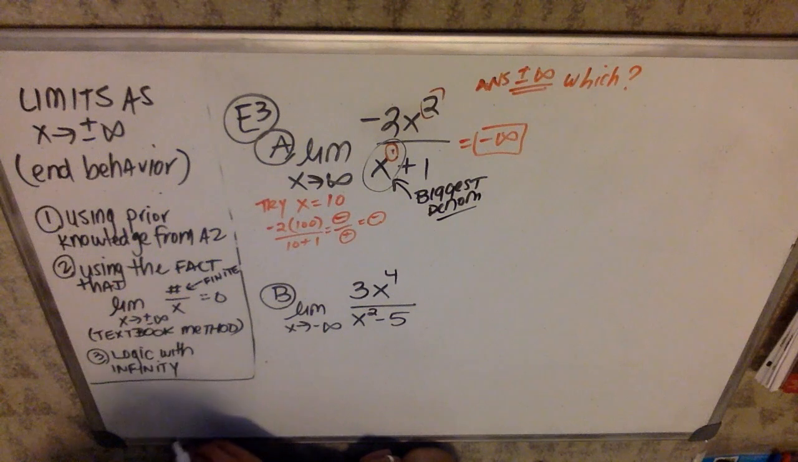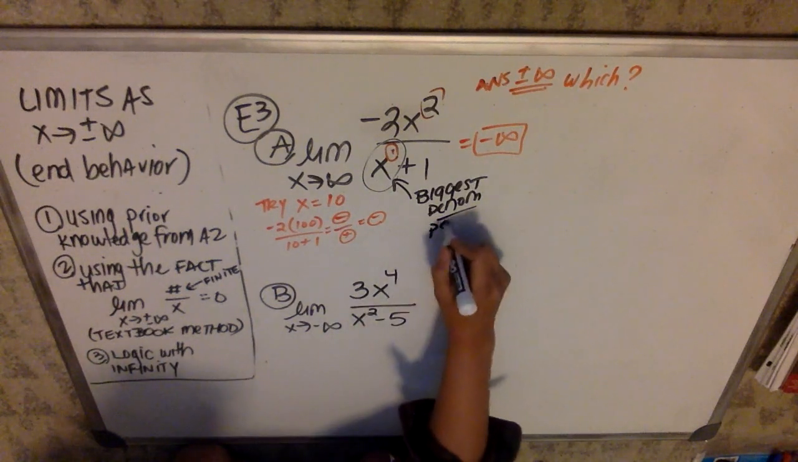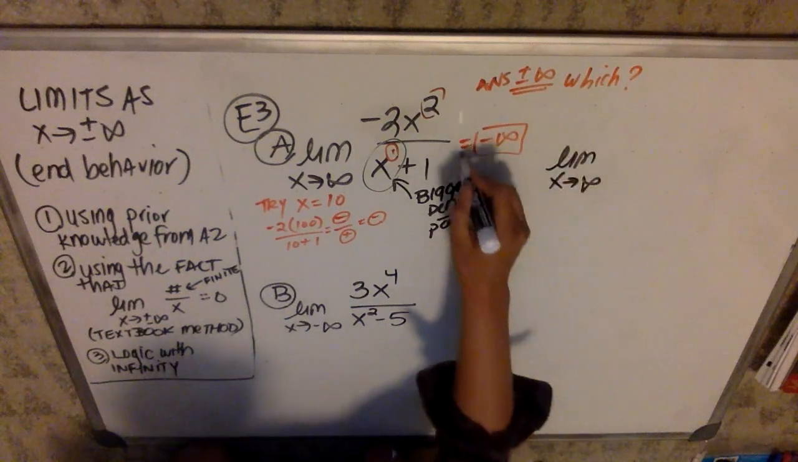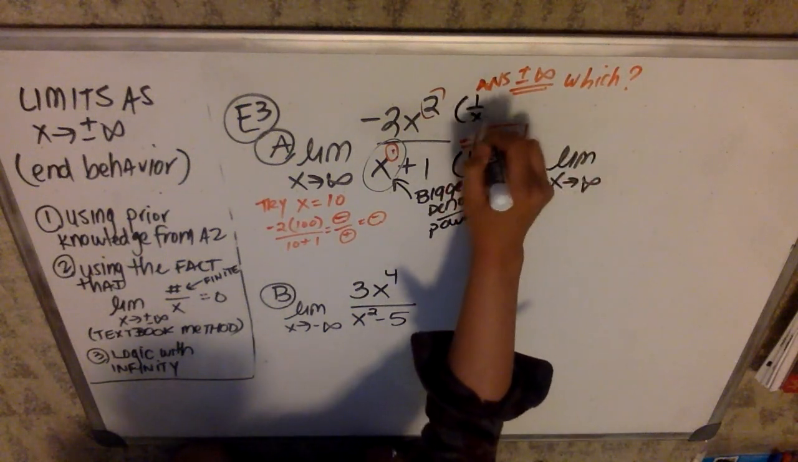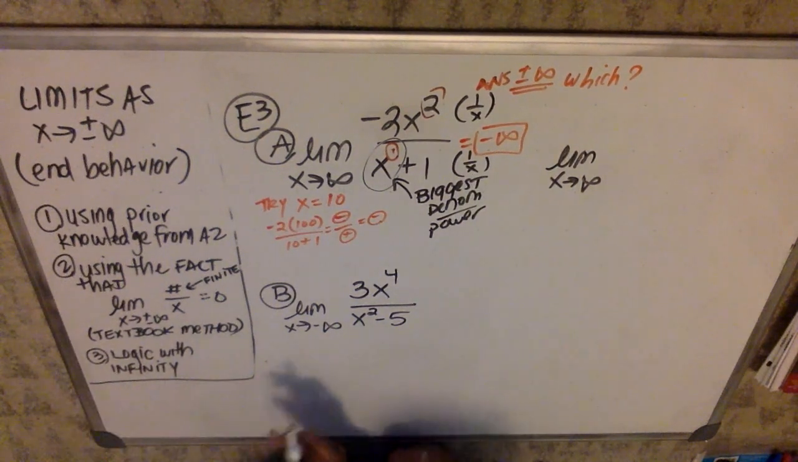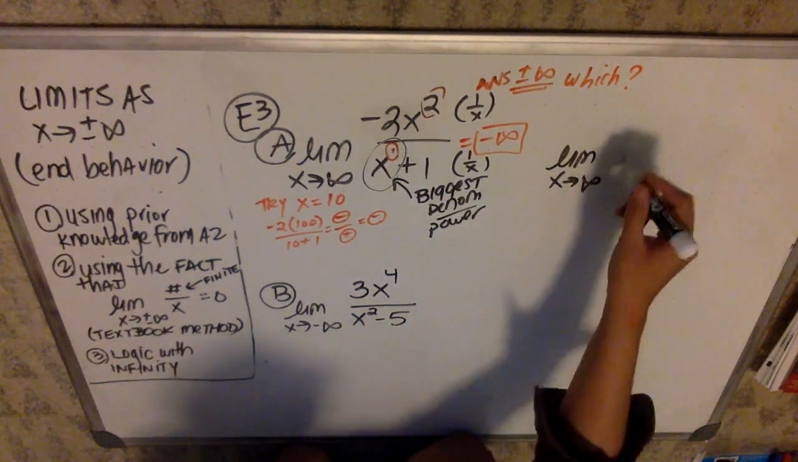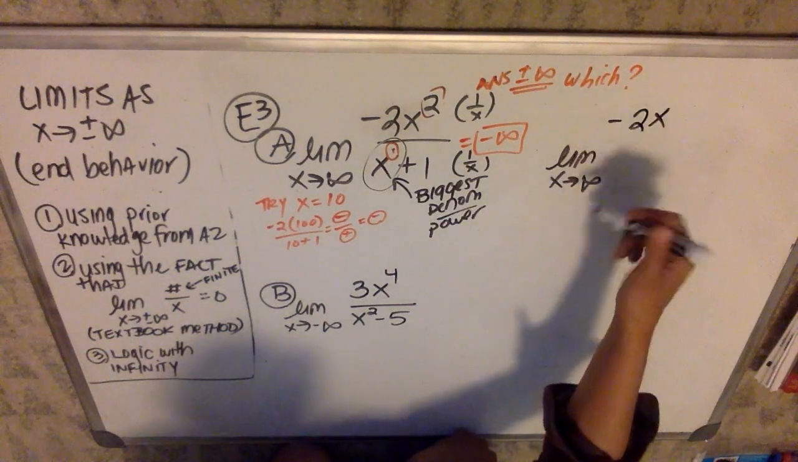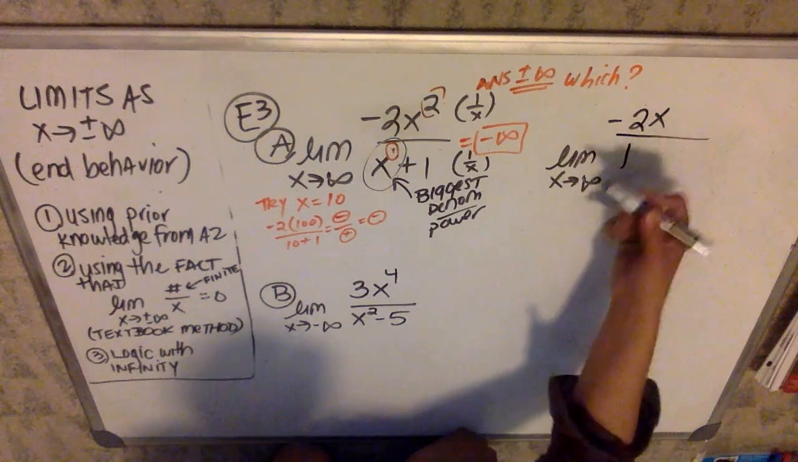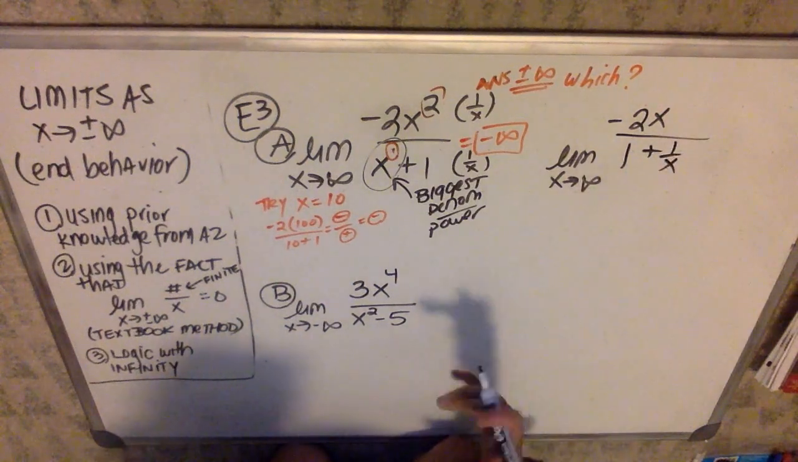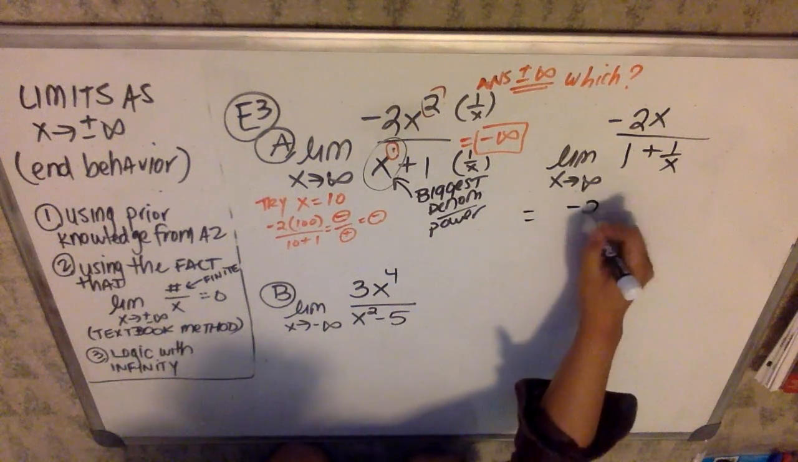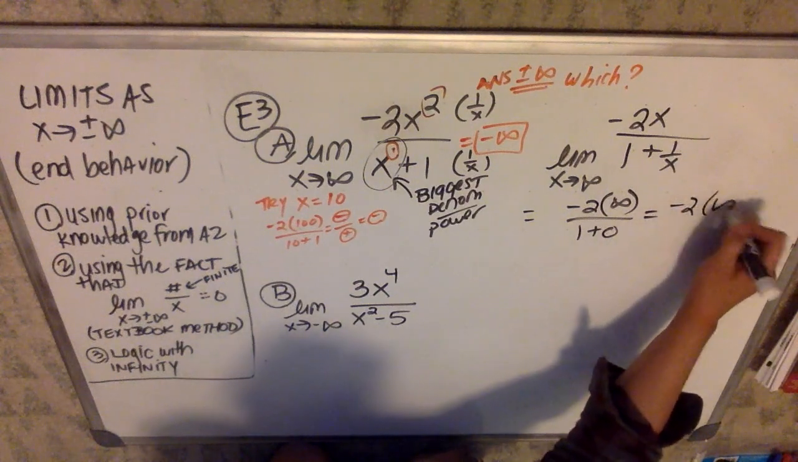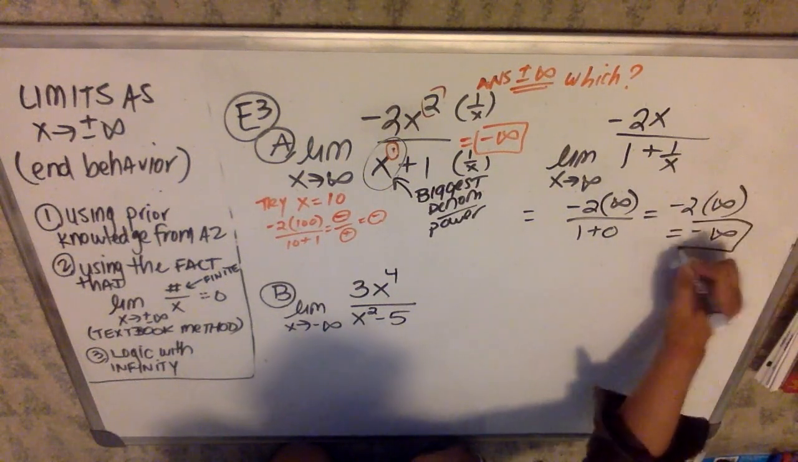Right? If you were to pick the biggest denominator power, then this would be the limit as x approaches infinity of, you would times by 1 over x and 1 over x, okay? So what's going to happen then is you're going to get a negative 2x, because that's what x squared over x would be, on top of a 1, x over x, plus 1 over x. Now when you try to plug in, you're going to get a negative 2 times an infinity over a 1 plus 0. That's a negative 2 times an infinity, which is definitely a negative infinity, right?